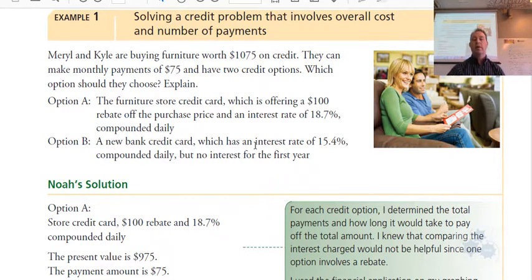A new bank credit card, which has an interest rate of 15.4, but no interest for the first year. Okay, so as the problems get a little bit more complex, this is an example where you have to consider this option B is a little bit different. You haven't seen this yet. Okay, so there's no interest for the first year.